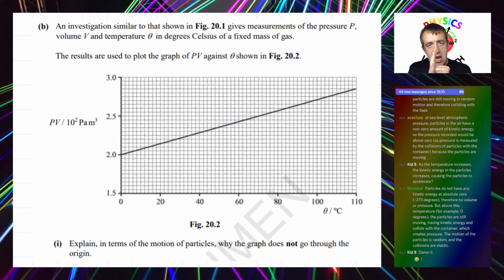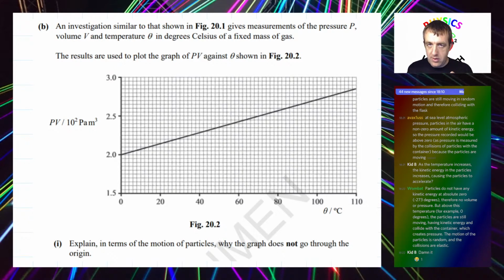That means there's a change in momentum with those particles. Therefore, those particles have been pushed by the walls of the container. And if the particles are pushed by the walls of the container, the walls are pushed by the particles. That's Newton's third law. So Wombat said they don't have any kinetic energy, absolute zero. I don't care about their energy. Therefore, no volume, no pressure.